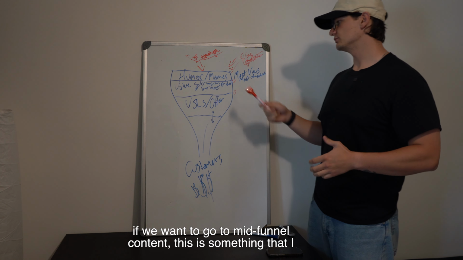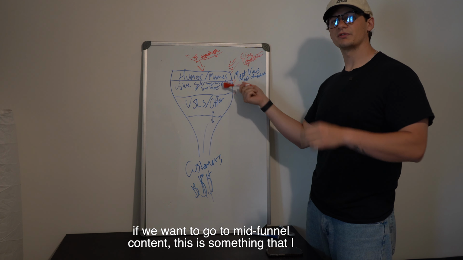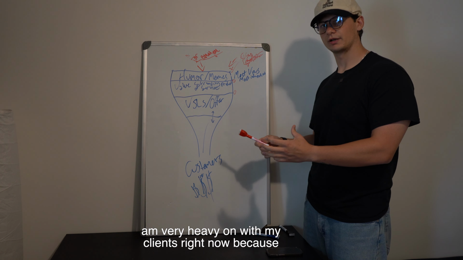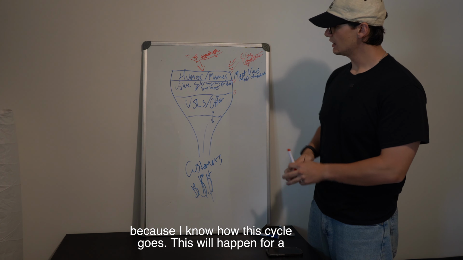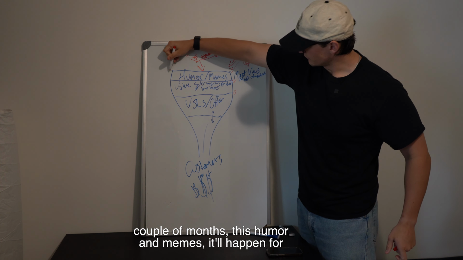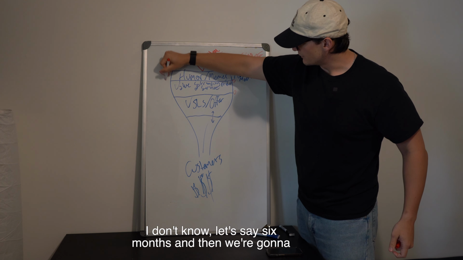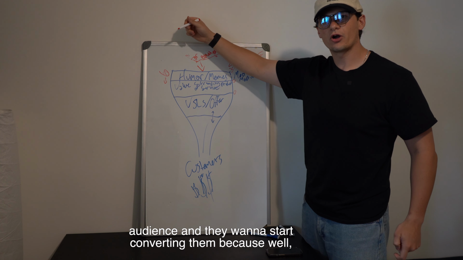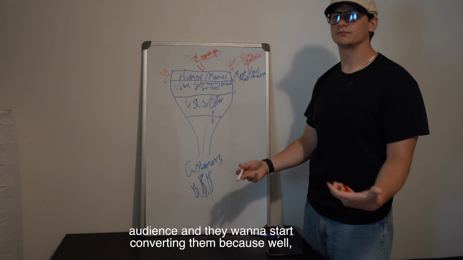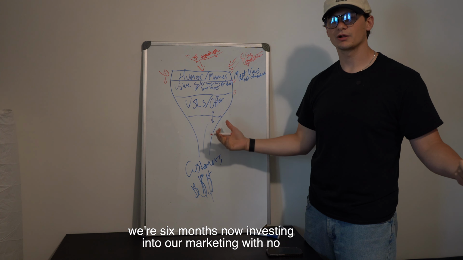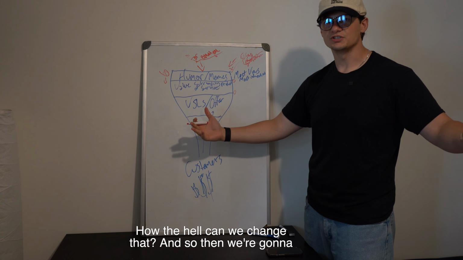Now, if we want to go to mid funnel content, this is something that I'm very heavy on with my clients right now because I know how this cycle goes. This humor and memes will happen for a couple of months, maybe let's say 6 months. And then we're going to move down here. Now everyone has a bigger audience and they want to start converting them because, well, we're 6 months into investing in our marketing with no cash flow from it. How the hell can we change that?